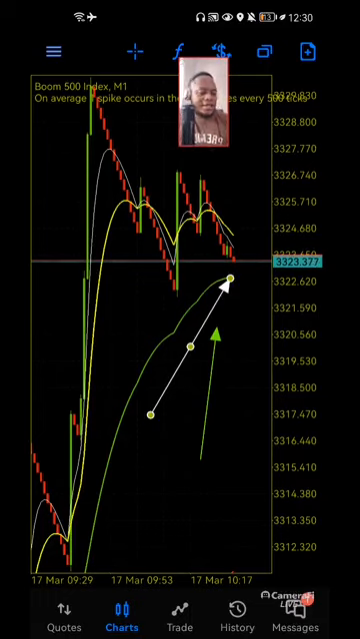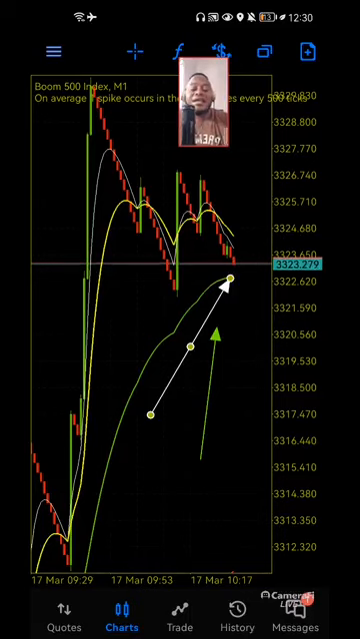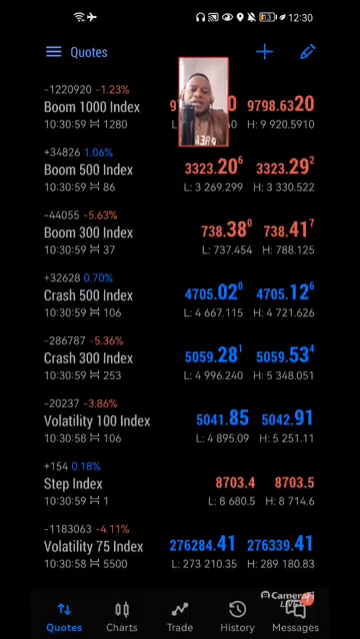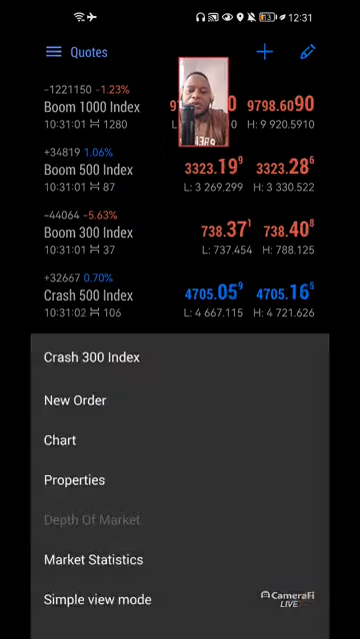If you see a signal, you tell me. Then we hammer that signal. Because the earlier the better. If we take a signal early, it becomes so much better because you are going to enjoy more. Let's just go and watch that Crash 300.